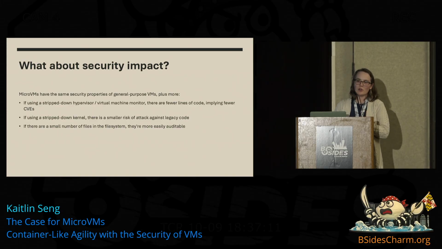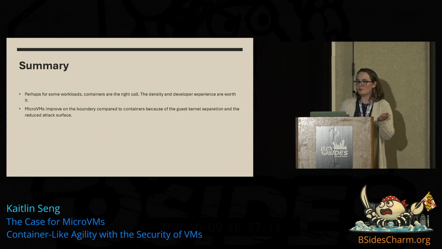If you've stripped down the kernel and removed all of the legacy devices and legacy drivers that you don't actually need for your purpose, that kernel can boot a lot faster. If you have a smaller number of files in your file system because you're only running exactly the app that you want to run, you can measure and audit your system a little bit more accurately. You can attest that only certain things are running on your system at a given time.